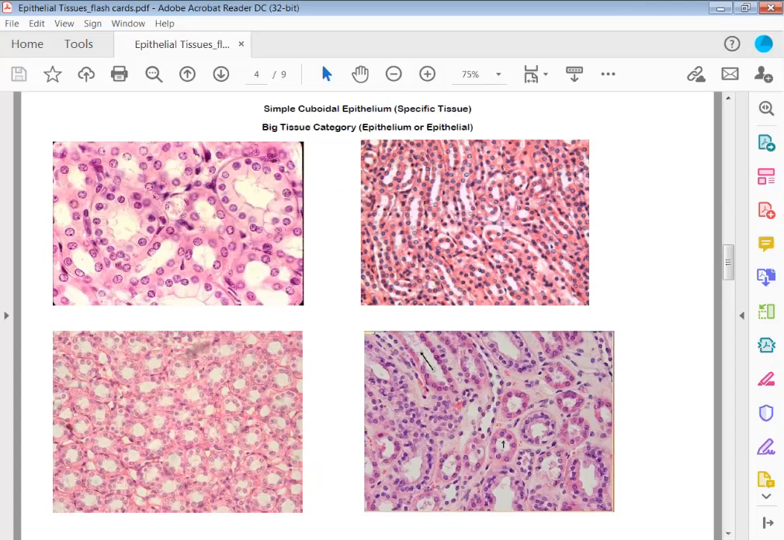On the practical, if I ask you what is a specific tissue name, you're going to tell me simple cuboidal epithelium. On the practical, if I ask you what the big tissue category is, you're going to tell me epithelium or epithelial.